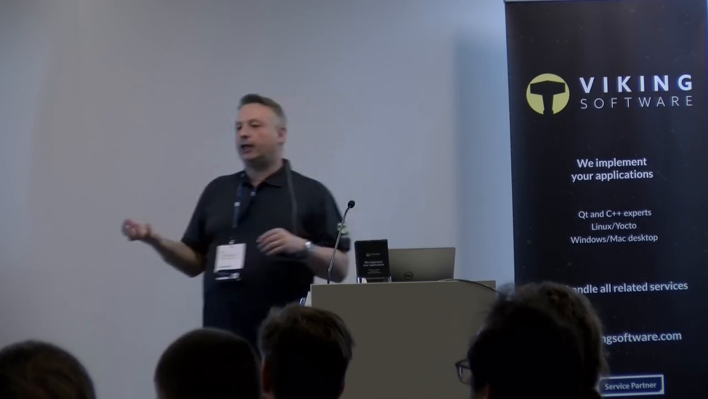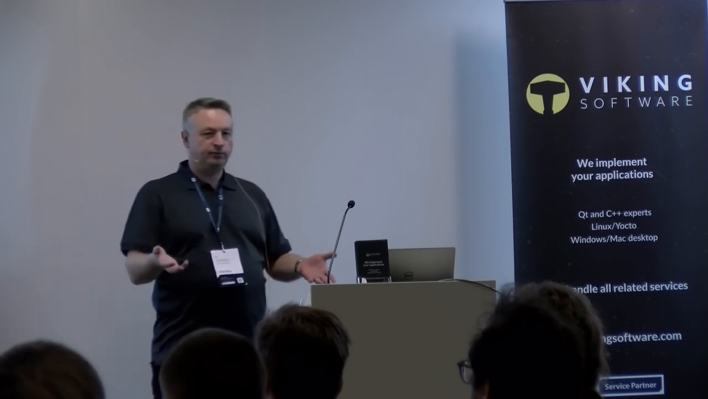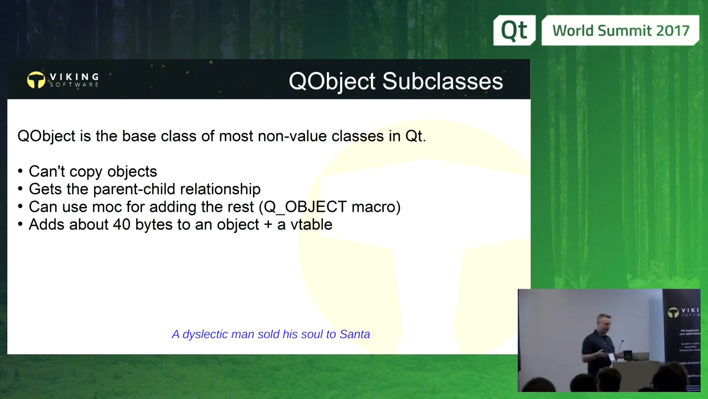So what is it that makes up a QObject? Well, there are the obvious things. You can't copy a QObject. Some of you will try to do it. I have seen a lot of attempts. Don't. It fails. And there are a lot of reasons for that. First of all, the biggest reason is the parent-child relationship.